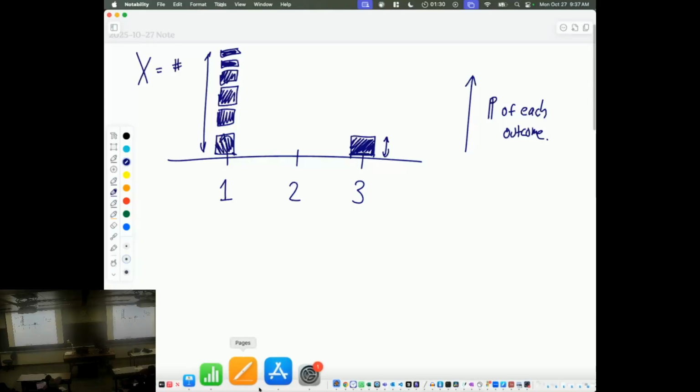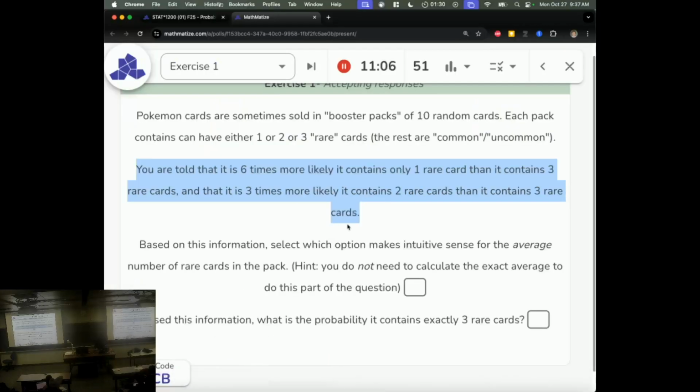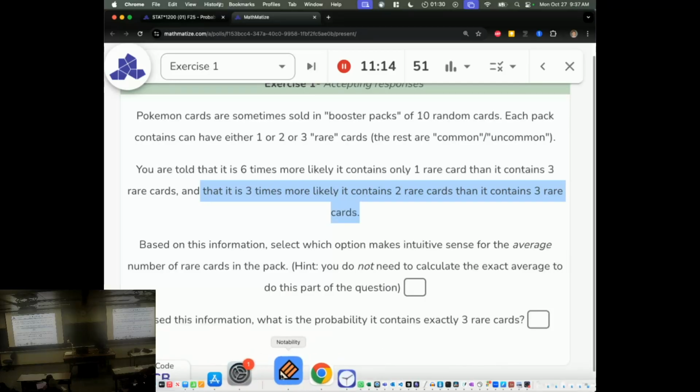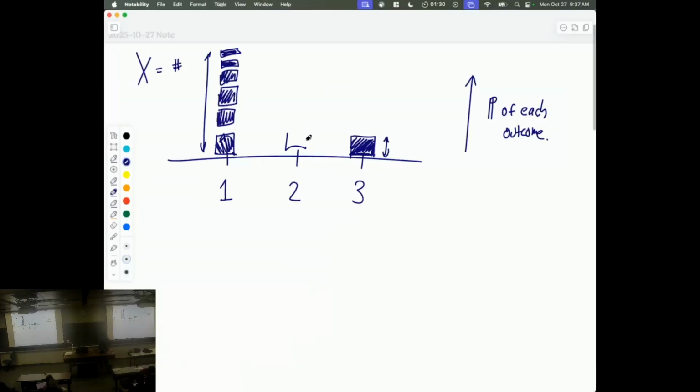Okay, and similarly with the other one in the middle, it is 3 times more likely it contains 2 rare cards than it contains 3 rare cards. So we can draw this one. It's going to be height 3. We don't actually know the individual heights of these things, but we do know they relatively stack up like this. This is kind of a histogram.